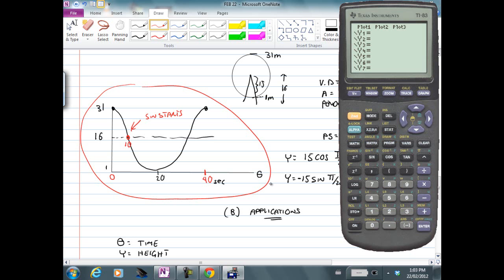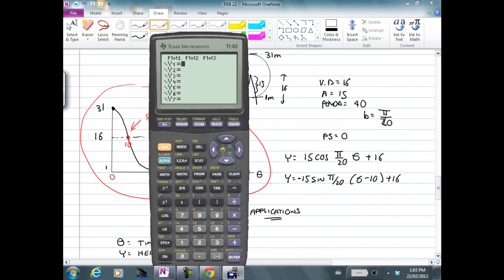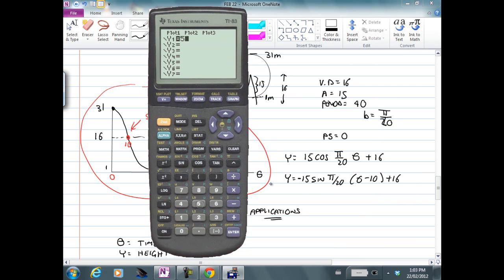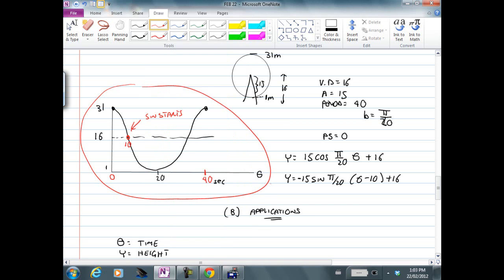15. Punch in 15. Hit cos. It will have a bracket. Would you agree there's no theta here? Theta is the same thing as x. So we are going to write down pi x. There's an x button right here. You could, but if you look at this, I can rewrite this as 15 cos pi x over 20, agree? Plus 16, because that's what it is.